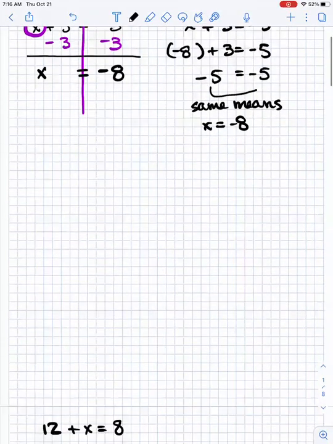Next example, 12 plus X is equal to 8. So again, I'm going to make the wall at my equal sign. I circle the variable. My goal again is to get the X by itself. So I have to move the 12. So in order to move the 12, I'm going to do the opposite. Now I can ignore this plus. What I'm really looking at is just the 12. The 12 is a positive 12, so I'm going to subtract it.